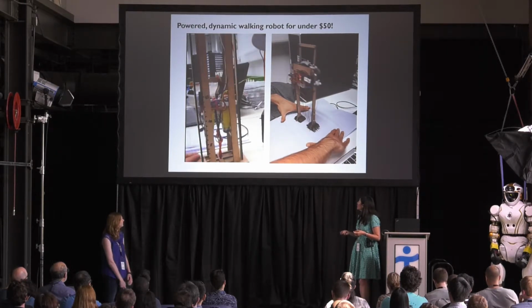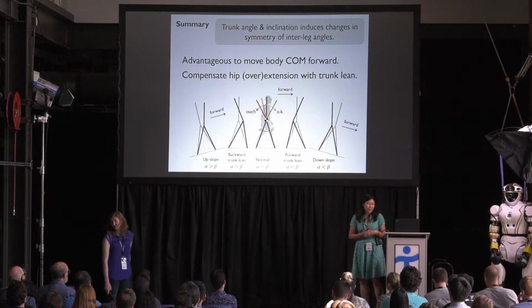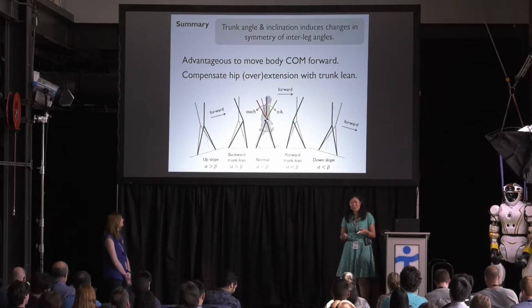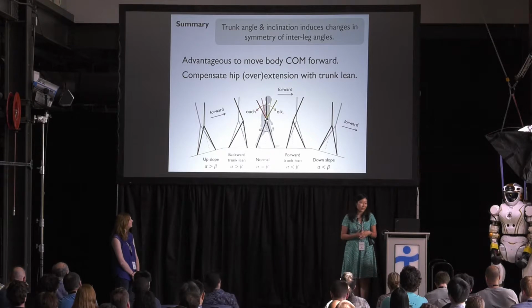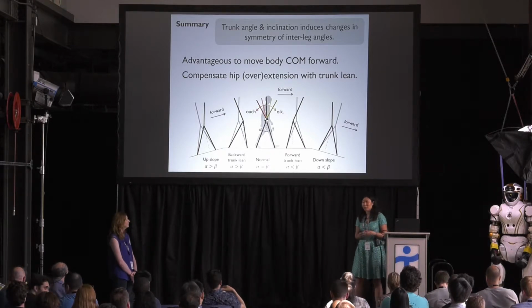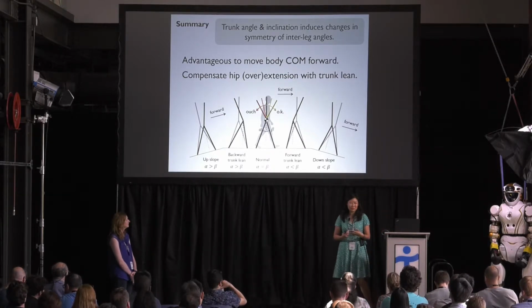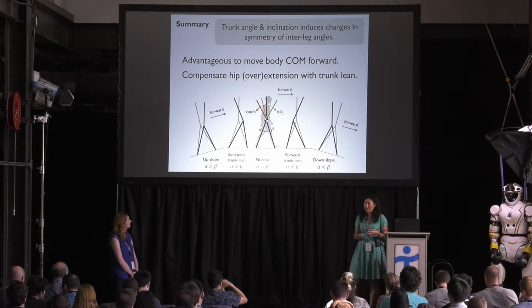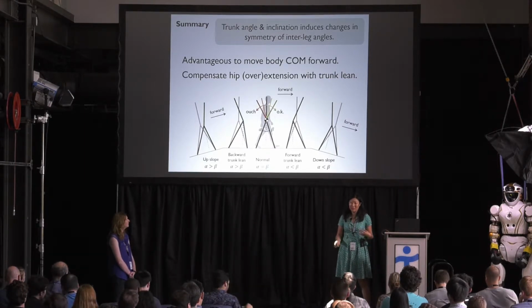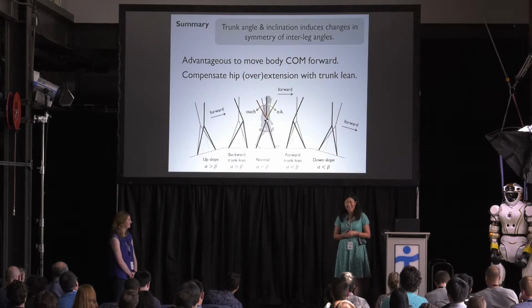So to summarize, we think trunk angle and inclination has a strong influence on the symmetry between the legs. There are advantages to moving your trunk forward to help you walk faster up slopes, but then you may have to compensate with your trunk angle to prevent hip overextension as you move forward. So, thank you.